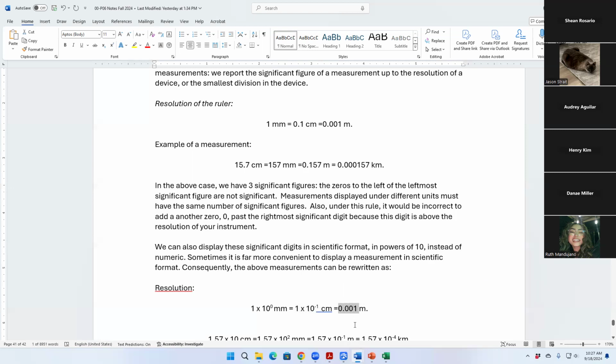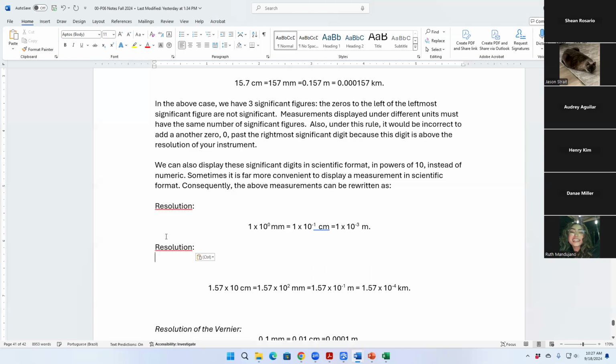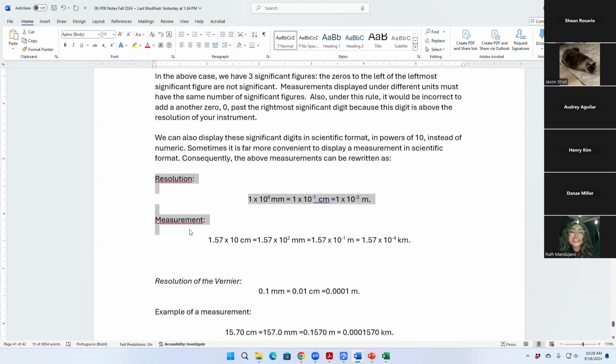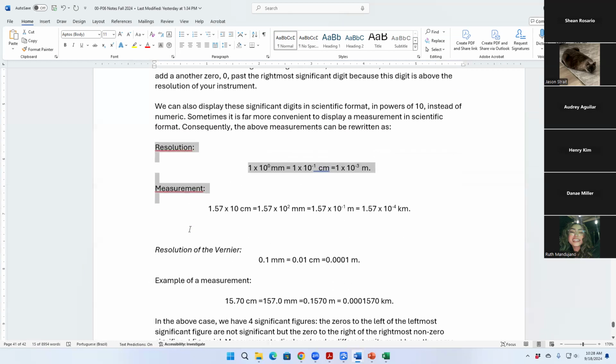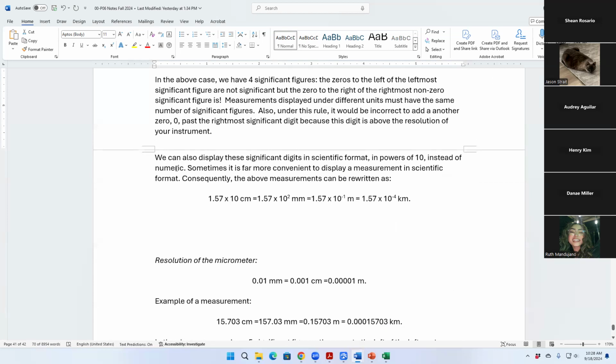Minus 3, right? Here should be minus 3. Resolution, measurement. Two different ways of writing our measurement. Resolution, measurement is just a single measurement, right? And I'm gonna do the same for the rest. Resolution of a vernier. Like that, here you go. Copy and paste. Already did that.